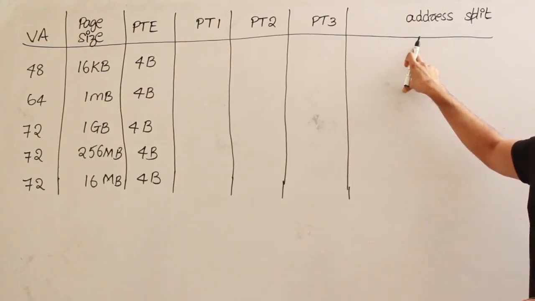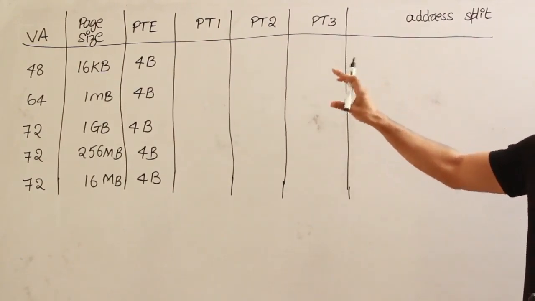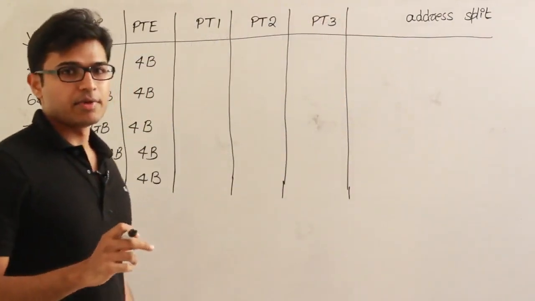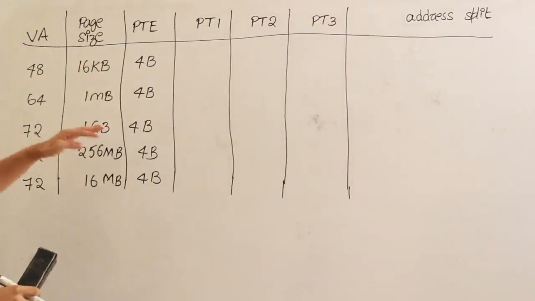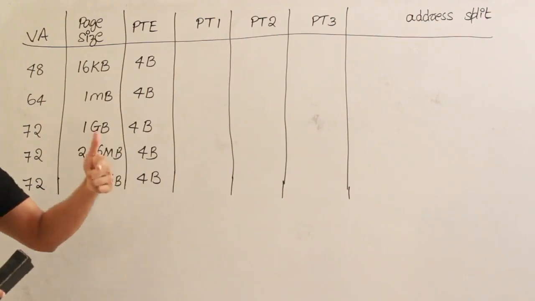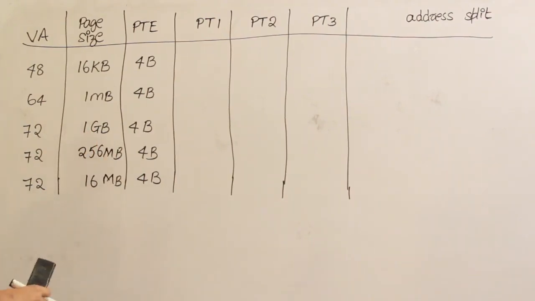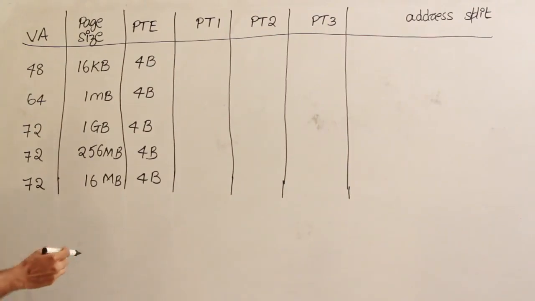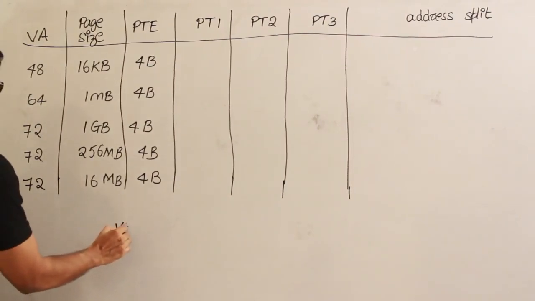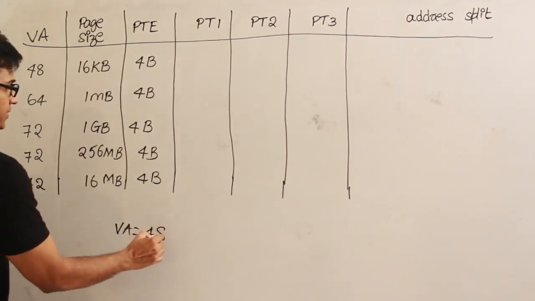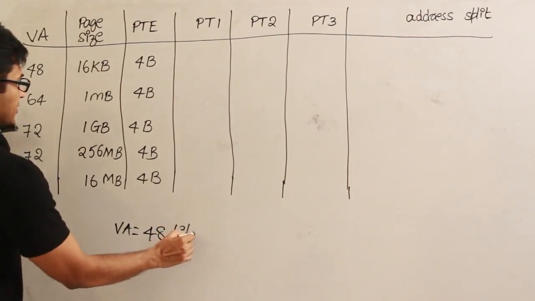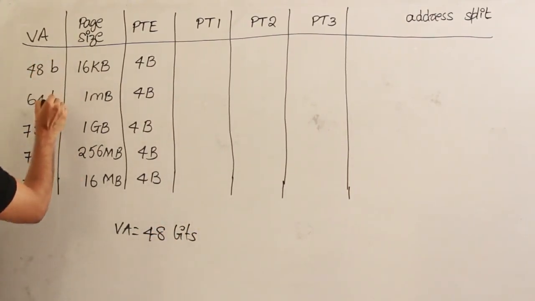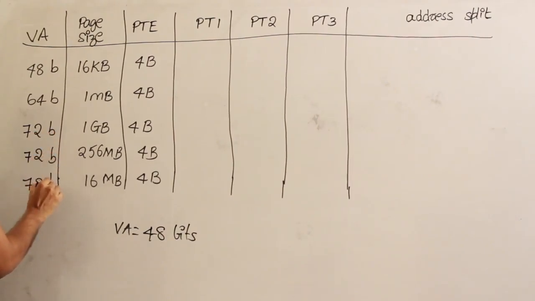Okay, so what they are asking is, it is a multi-level paging question, right? So it is very simple. I'll solve it. Maybe for one question I'll explain to you in detail what is happening, and from the next question we should be able to solve it fast. So for the first question, virtual address is given as 48 bits, right? This is given in bits. Virtual address is all given in bits: 48 bits, 64 bits, 72 bits, 72 bits, 72 bits.